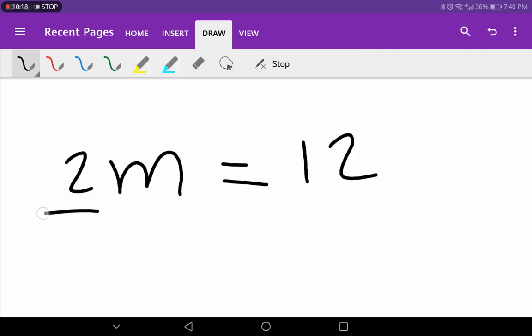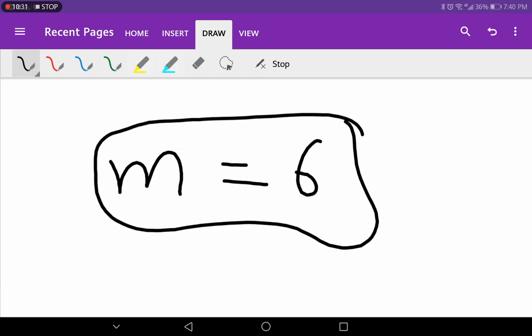What is the last step? Yes, divide by 2. Divide by 2. The 2 is eliminated. 12 divided by 2 equal 6. We are done. Okay, one more question for you.